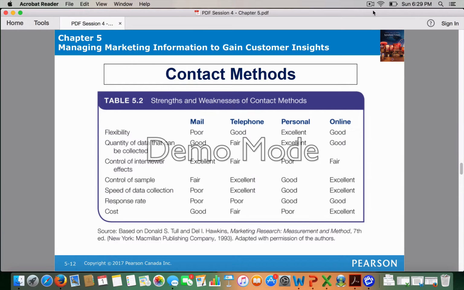And telephone and in-person surveys have strengths and weaknesses as well. So you can look over this particular chart.